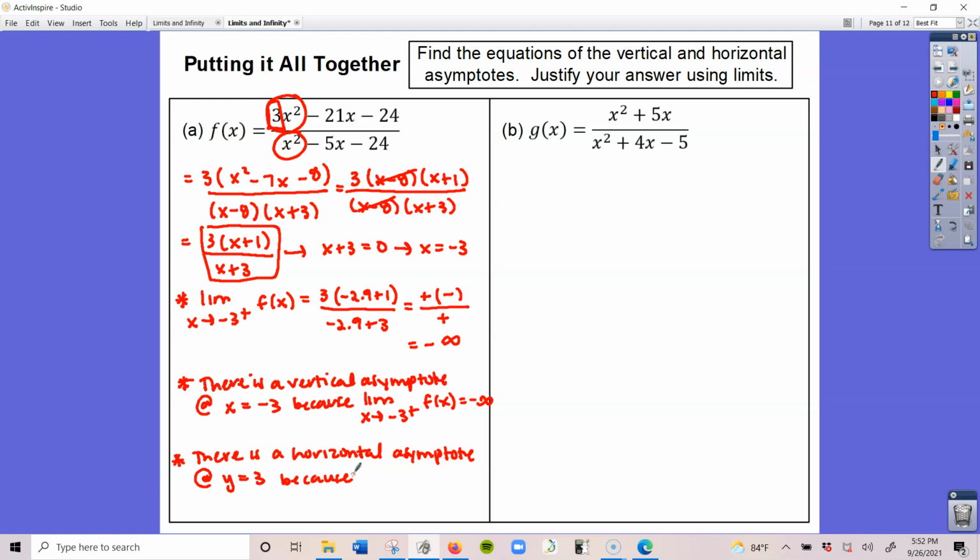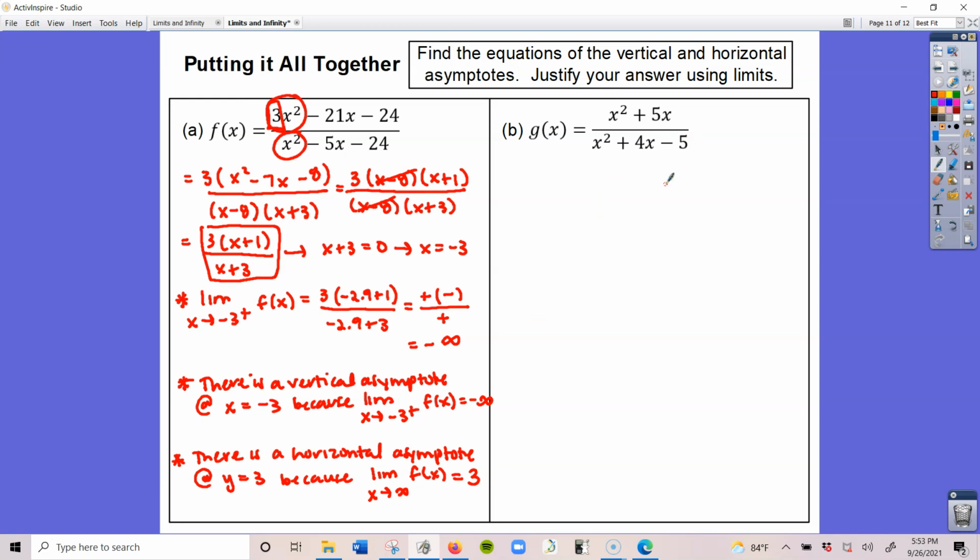If we have a horizontal asymptote, the limit as x approaches infinity and the limit as x approaches negative infinity would equal that value. So you can choose which side you want to write. So I'm just going to use positive infinity: the limit as x approaches infinity of f of x is going to equal the value of my horizontal asymptote, which is 3.